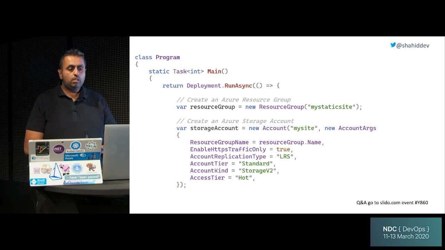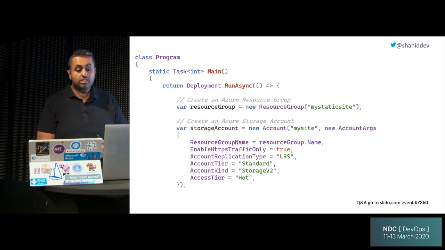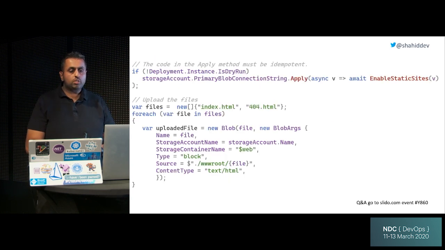What we're seeing here is we're creating a resource group like before. We're creating a storage account like we did before. I've specified a couple of other things that I wanted to have in this particular storage account. But the interesting bit comes on the next page. So we're now doing this. Let's dive in a bit closer first.